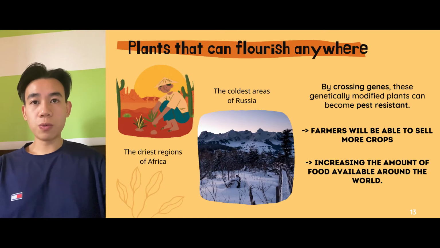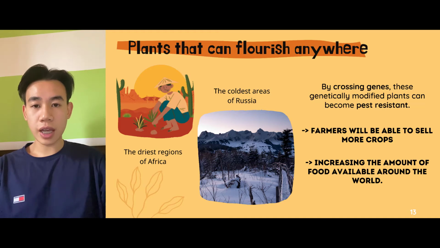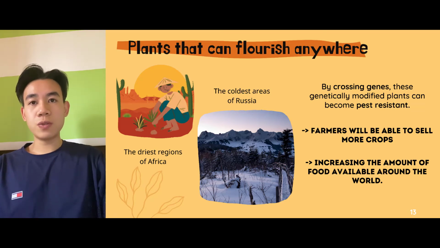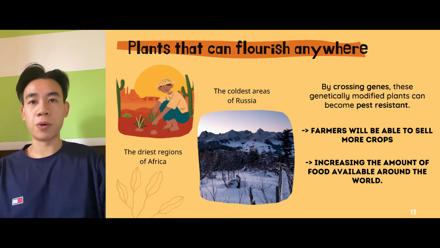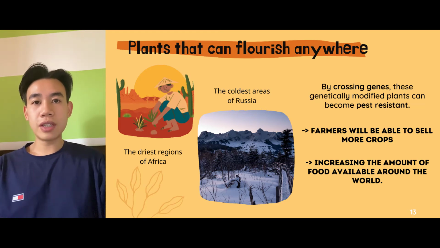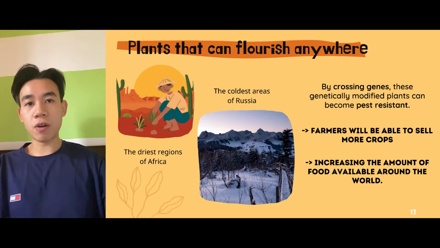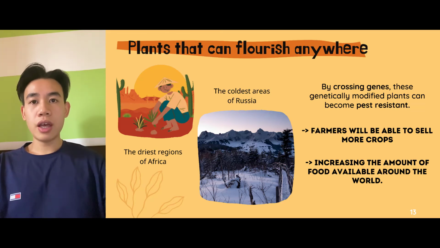So for the next reason, with the world growing at a rapid pace, more food needs to be produced. By modifying food, scientists can help create plants that can grow from the driest part of Africa to the coldest part of Russia. This will cause farmers to profit more and extend more food to more people. And genetically modified plants can be pest resistant by crossing genes. If this happened, there would be less chemical spray on crops, and this means farmers will be able to sell more, causing more food to be available around the world.